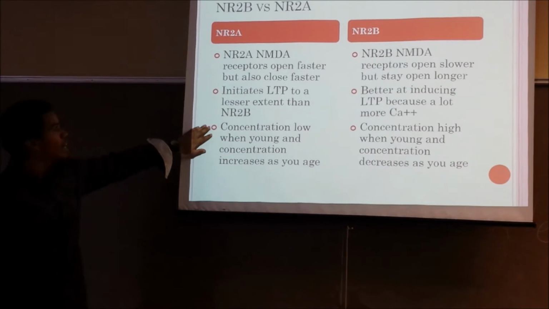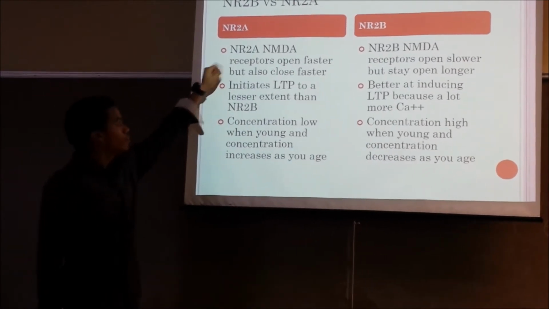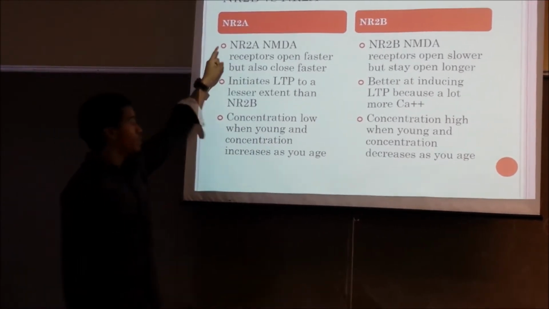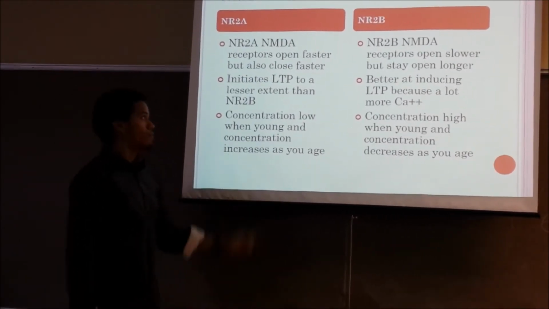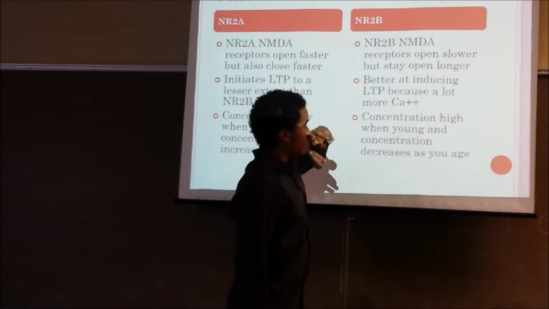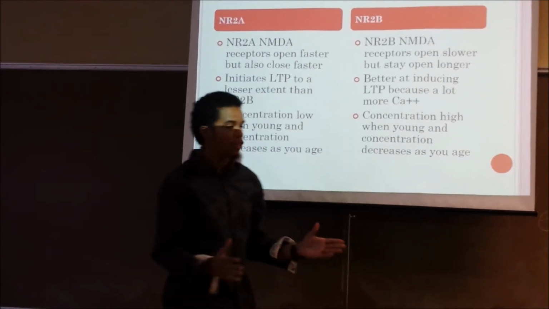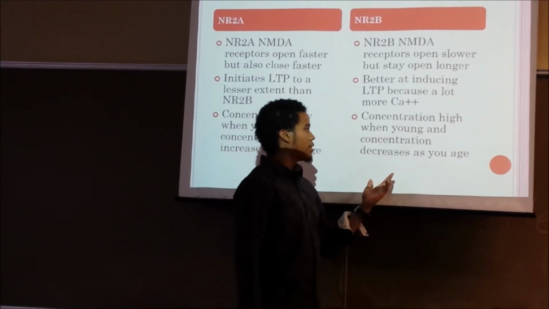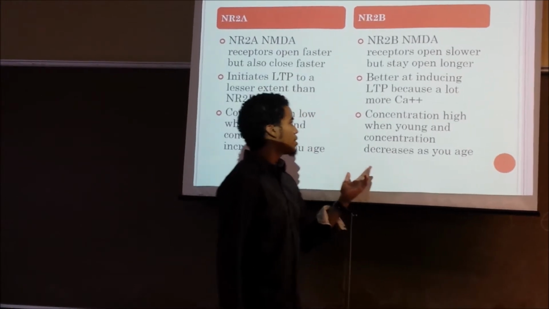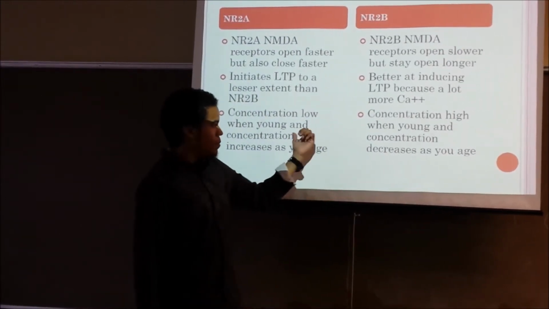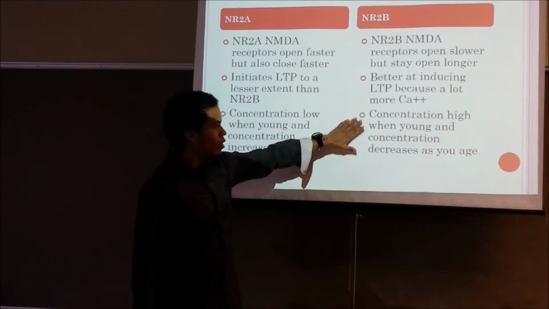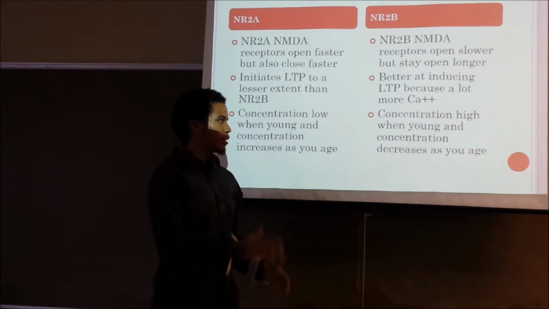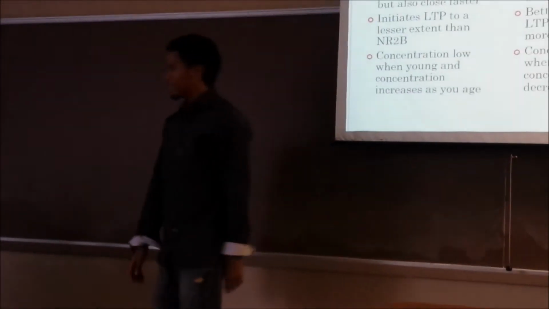When you're young, you have a low concentration of NR2A receptors, and as you age, you get more and more of them. NR2B receptors open slower, but when they're open, they're open for a lot longer. So it induces LTP even better because there's a lot more calcium in the intracellular space. So this is the opposite of this. The concentration of this is high when you're young, and it decreases as you age. So there could be some kind of implication there about the way children learn relative to adults.